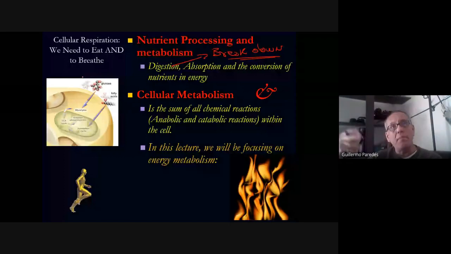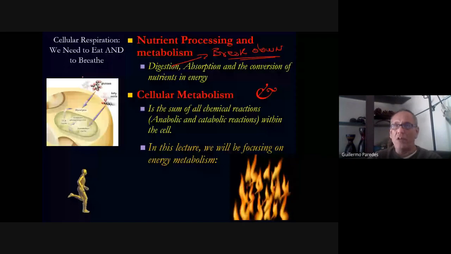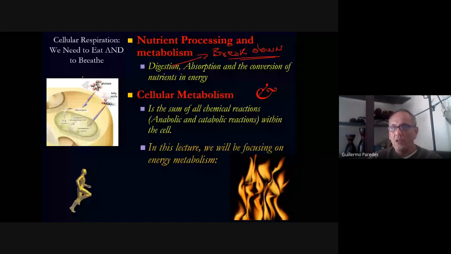If you have bad digestion, it means that you cannot efficiently break down the food into small molecules. So what happens with absorption? You are going to have a poor absorption of that nutrient. Why? Because the molecules are too big to be absorbed. So digestion and absorption go hand in hand.